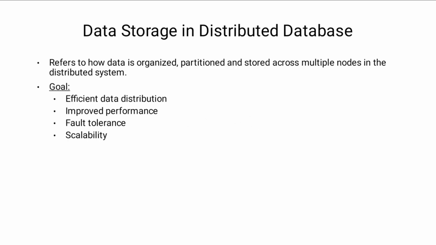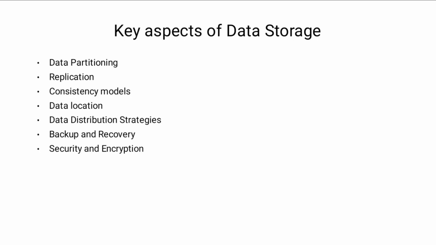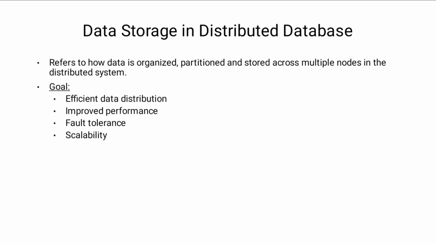Next topic we are going to see is data storage in distributed databases. Data storage refers to how data is organized, partitioned and stored across multiple nodes in the distributed system. What is the goal of efficient data distribution? Improved performance, fault tolerance, scalability. The characteristics of distributed database systems are achieved through this.